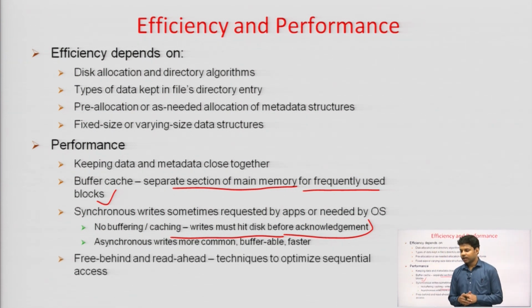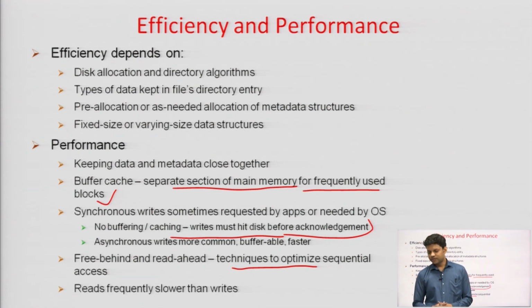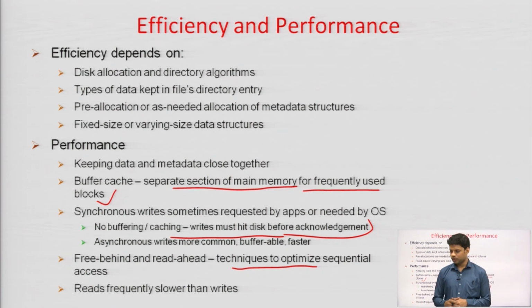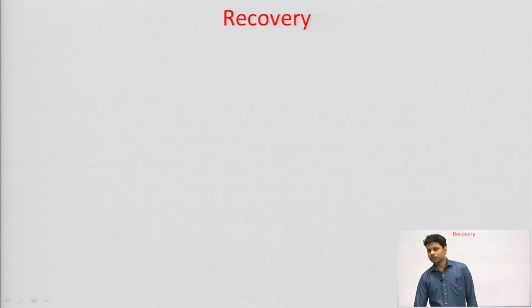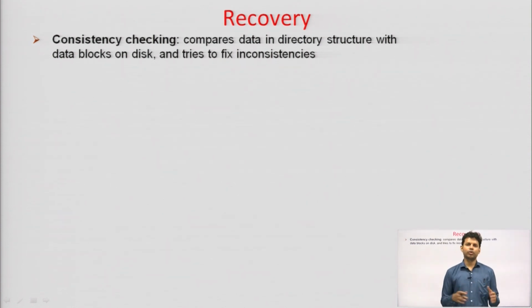Next is the free-behind and read-ahead technique to optimize sequential access. If you want to optimize the sequential access method, you can use techniques like free-behind and read-ahead. And reads are frequently slower than writes. So on these points the performance of a file system depends. Now, the next and the last topic is recovery. What is recovery? How can we recover a file if some fault has happened on your disk?